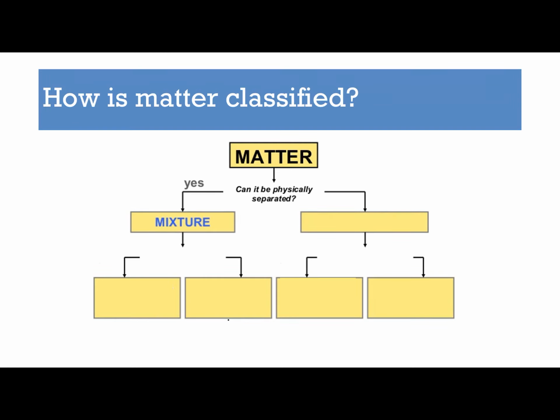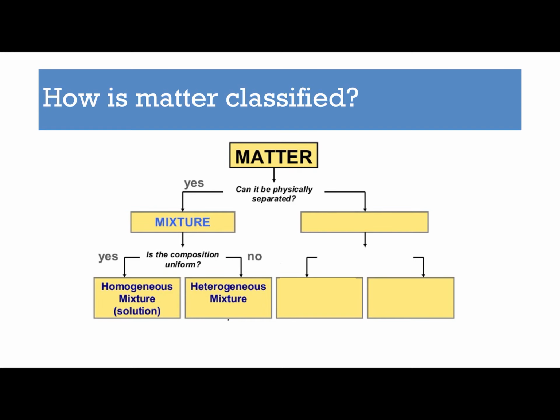If we answer yes, we have a mixture. So physically separated means you can just kind of take it apart pretty easily. Things you've done already, like using a filter and stuff like that. So if it can be physically separated, it is a mixture. Now we have to look at the composition of that mixture. If the composition is uniform, we call that homogeneous. And if the composition is not uniform, we call that heterogeneous. Again, we're going to go into all this in more detail shortly.